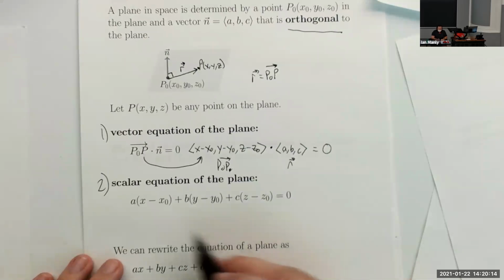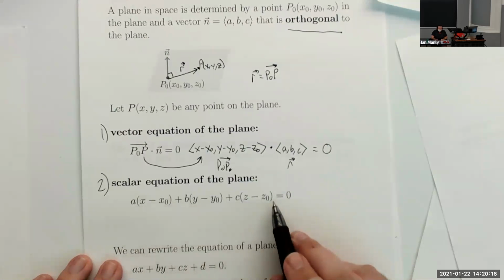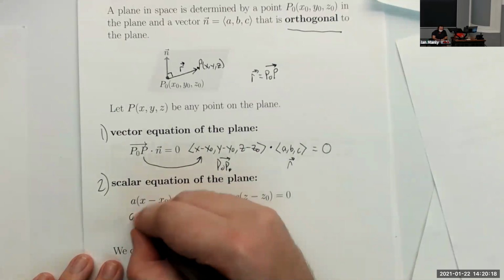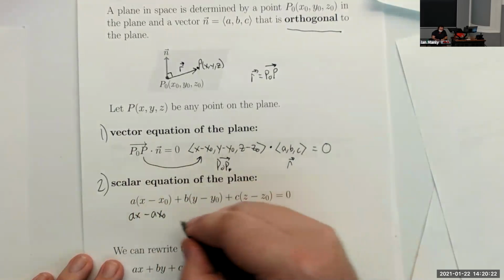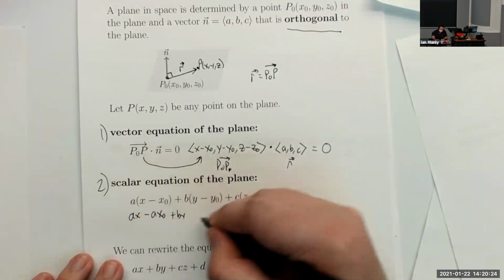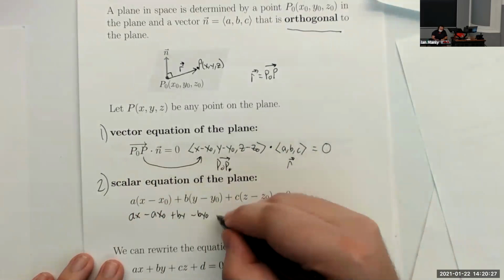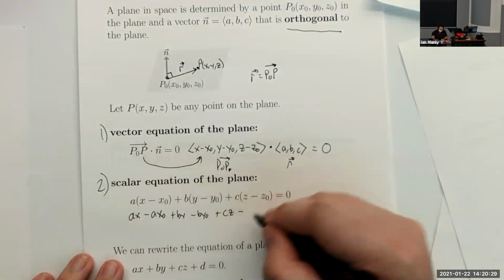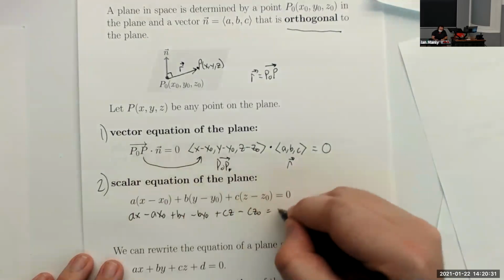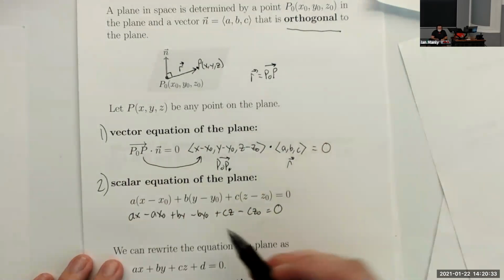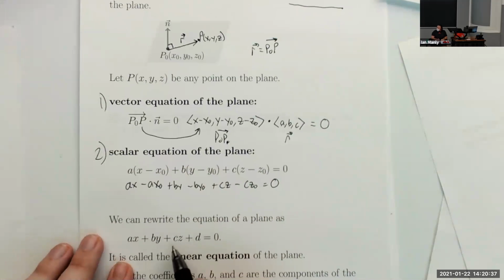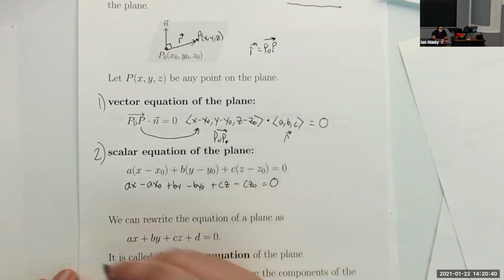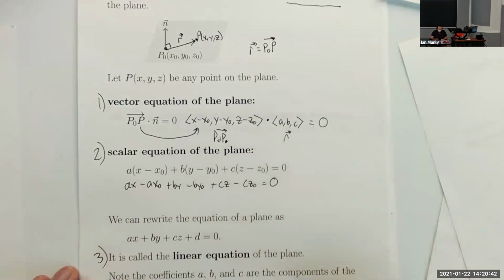And then finally, let's say we decide to multiply all of this stuff out. So if I distribute the A, I have AX minus AX naught right here. I have BY minus BY naught here, and CZ minus CZ naught here. Okay, so we can rewrite this equation as this down here. And this is the third way of writing a plane. It's called the linear equation for the plane.